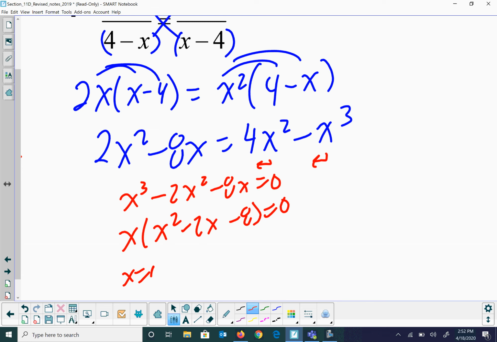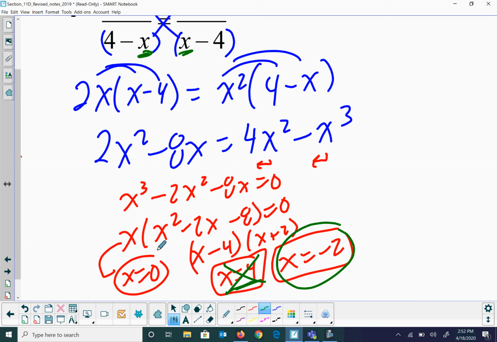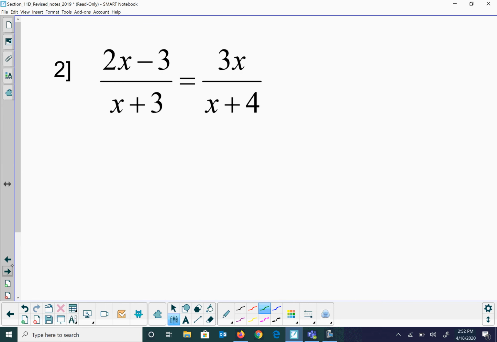So x equals 0 because of that one. And then the rest is going to factor to x minus 4 and x plus 2. So I get x equals 4 and x equals negative 2. And if I plug 4 back in here or here, it doesn't work. So my two solutions are these two, and it's not equal to negative 4. The 4 is an extraneous solution.